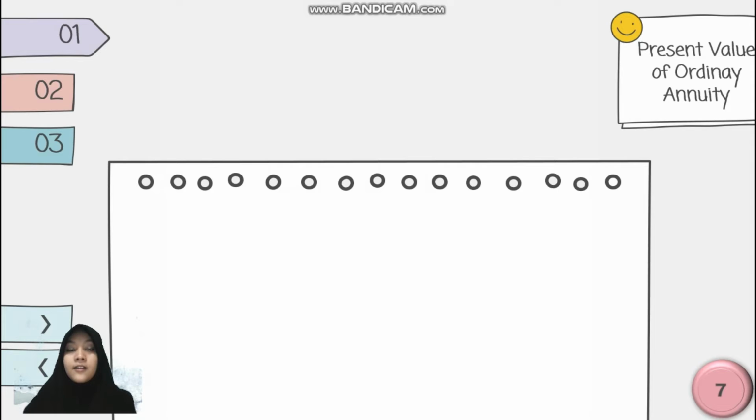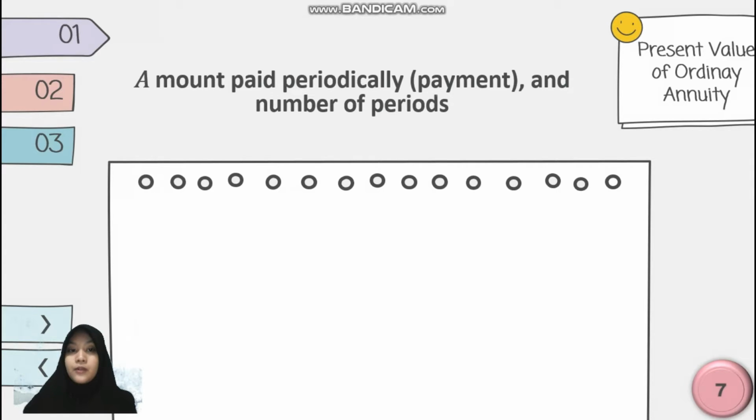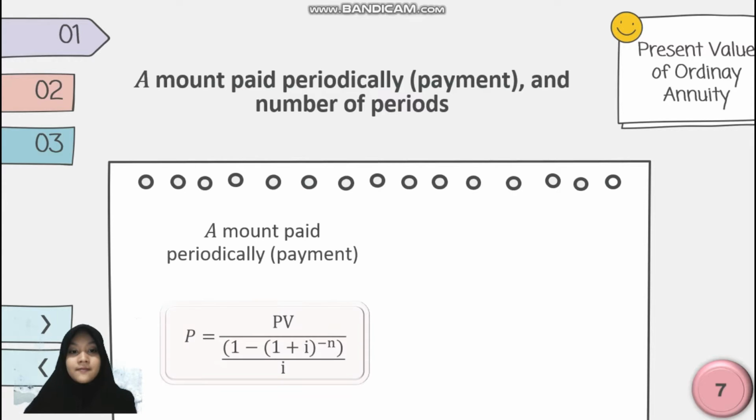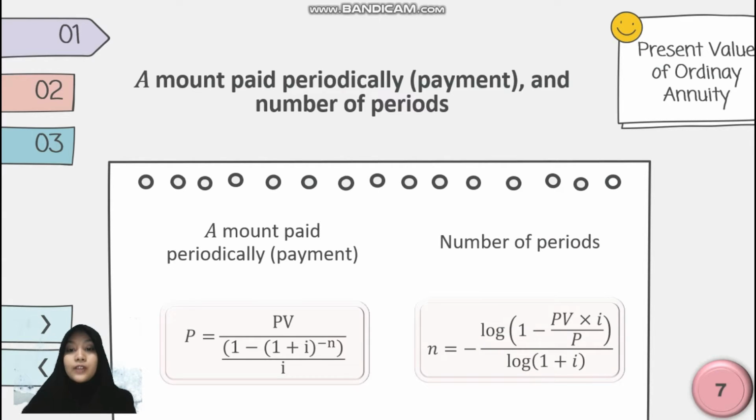From the present value formula, we can get the formula to find the payment and the number of periods. To find the payment, the formula is P equals present value divided by 1 minus 1 plus i to the power of negative n, divided by i. And to find the number of periods, the formula is n equals minus log of 1 minus PV times i divided by P, divided by log of 1 plus i.